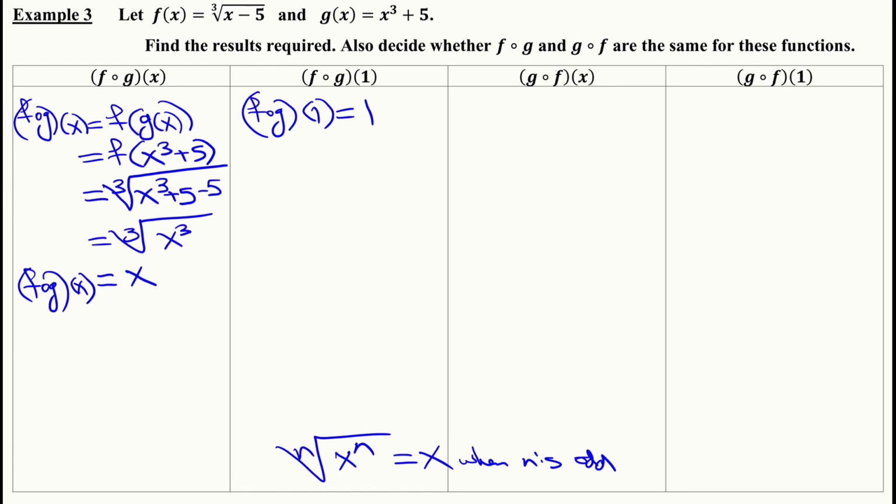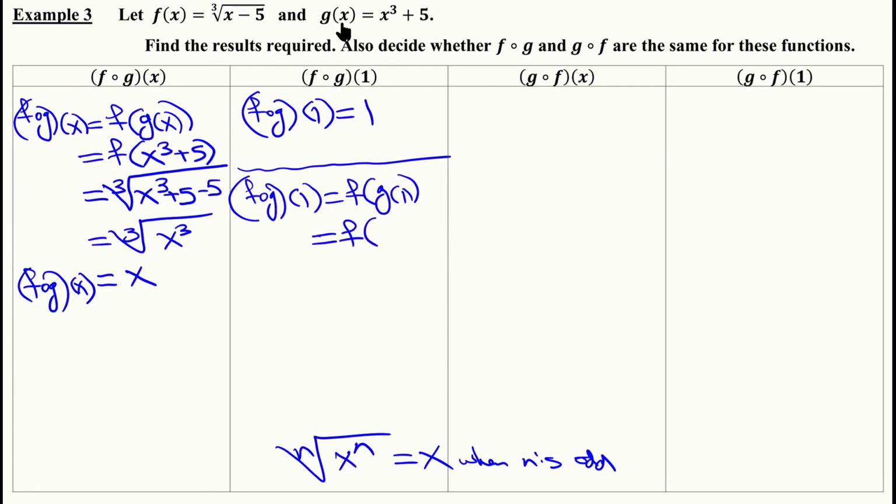All right, g circle f of x. So we know that by definition. Okay, before we do that, let's stick to tradition. Let's go ahead and figure out f circle g of 1 without relying on this result. Let's do it directly. So that means f of g of 1, right? So that means f of what? Well, we got to figure out what g of 1 is. Remember, g of x is x cubed plus 5.